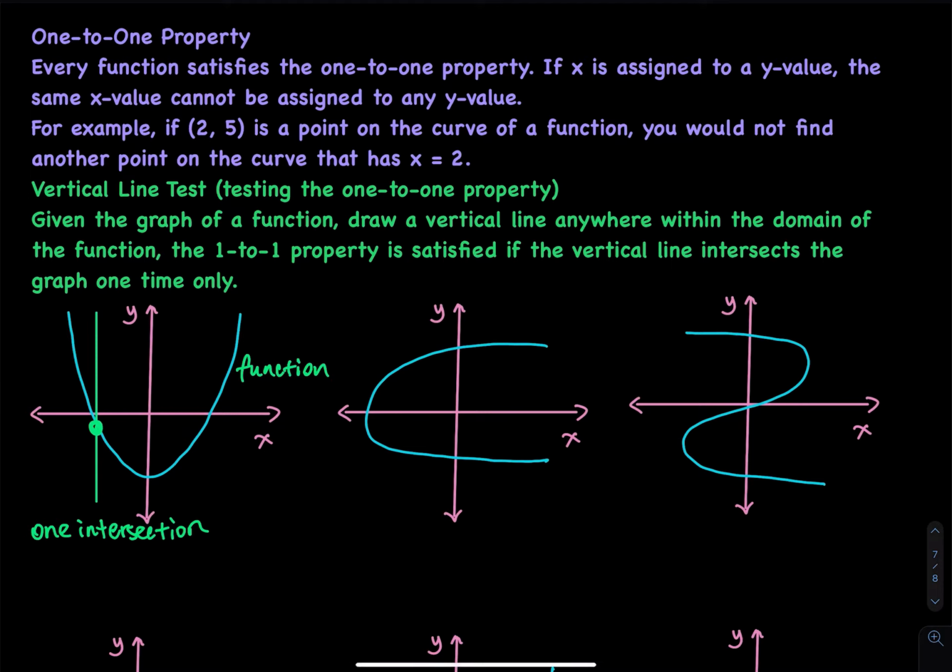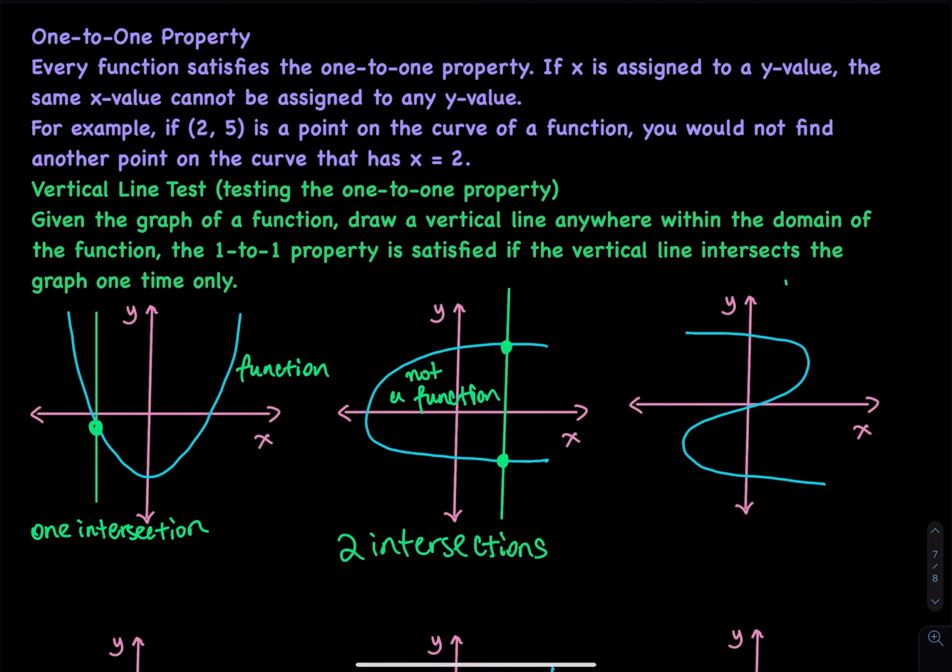What about a sideways parabola? Draw a vertical line right here. I know you might challenge me and say, if I put a line on the vertex, there is exactly one intersection, so the sideways parabola is a function. Let me show you this. As long as I can find another vertical line that has more than one intersection, the one-to-one property fails. For example, this line has two intersections. That means the one-to-one property fails, so this is not a function. It is just as simple.